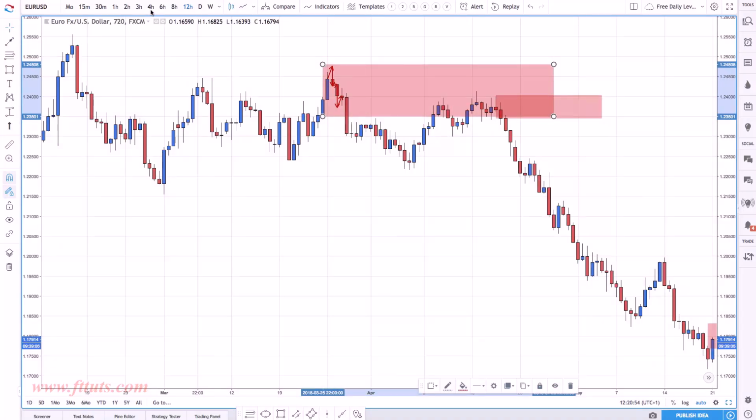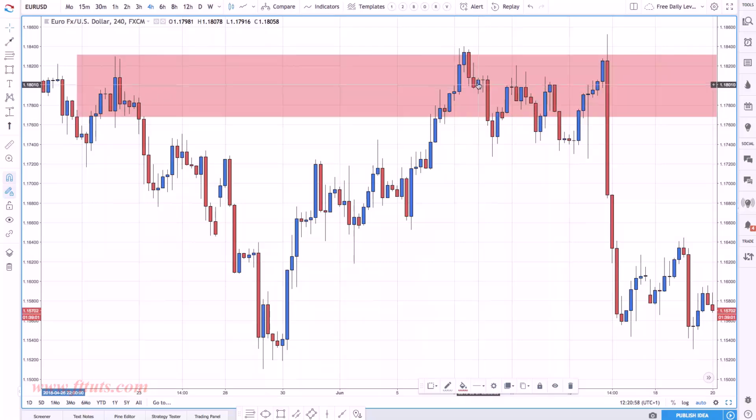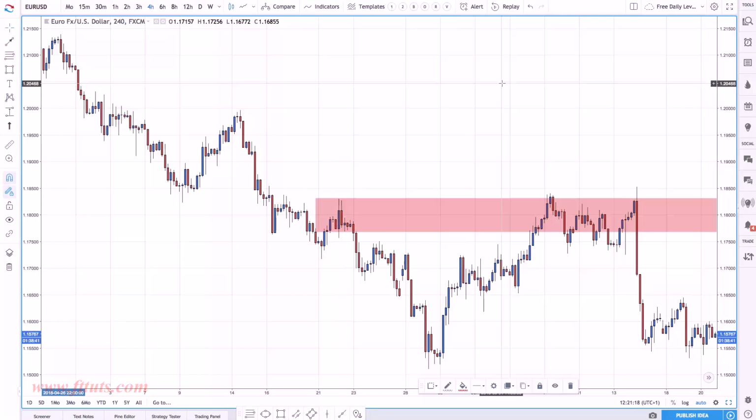Again, these do work on lower time frames, but just be aware that they are slightly less reliable, and I want to see a bit more supply or more demand in my trading. So I tend to use these on higher time frames like the 12-hour and even now down to the 8-hour. So hopefully that helps.